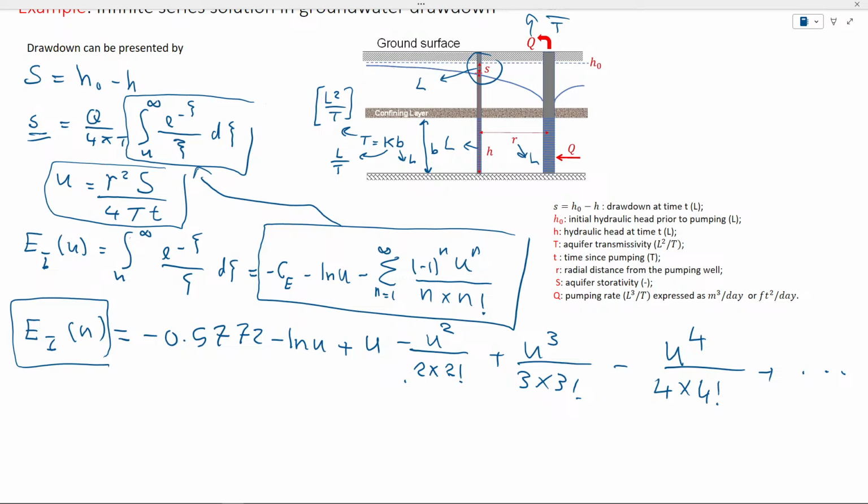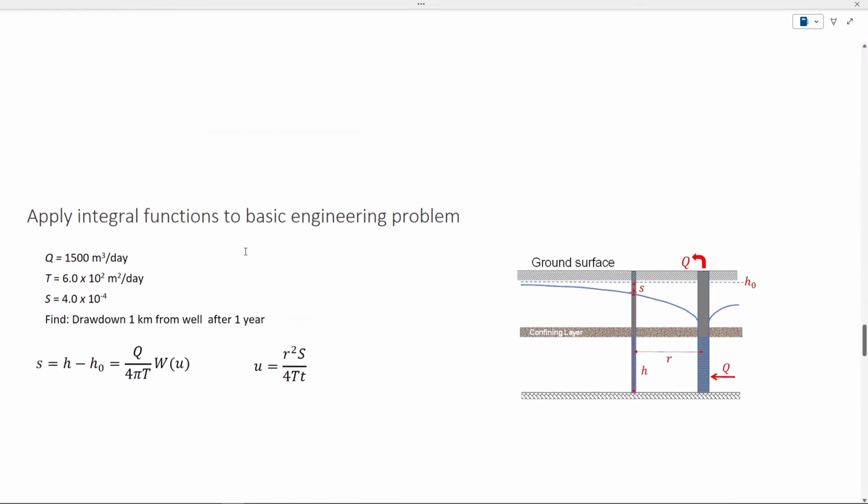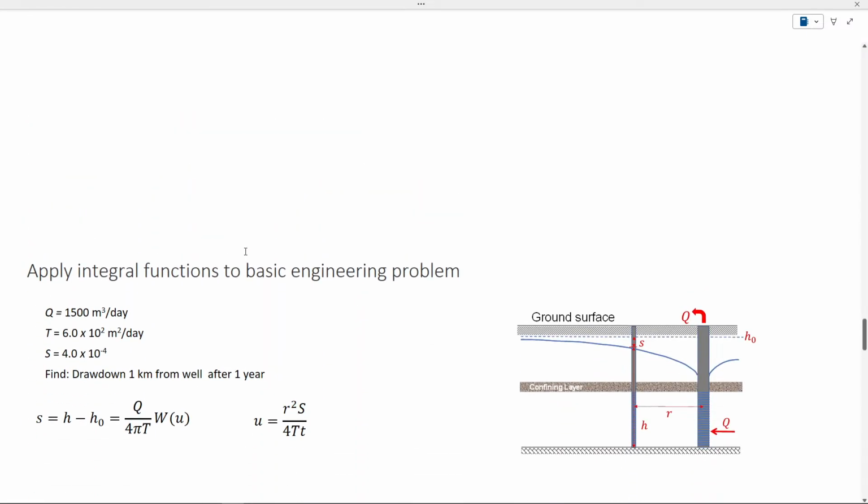So basically, I have something like this, and basically I can use it to solve this type of problem. Let me see if I have an example here. I have an example here, yeah.